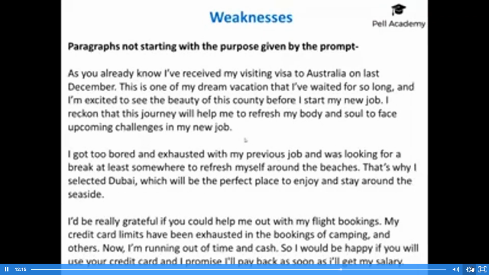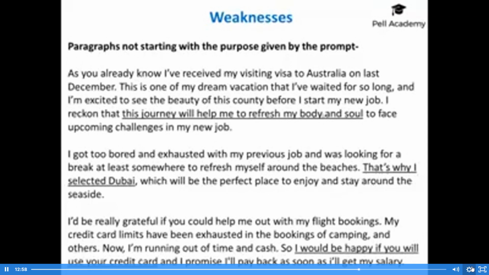Okay, so what I've done is I've underlined on the screen here. The first one, "this journey will help me to refresh my body and soul." This is where they've responded to what it said in the prompt. But I would like it if that was at the start. If this underlined part of the paragraph was at the start, then the rest of the information wouldn't need to be changed, because it's still explaining or giving more information about this. But as it is, the purpose isn't clear until towards the end of the paragraph.